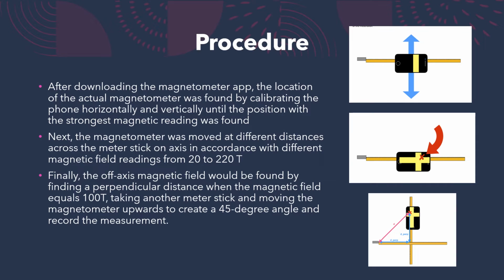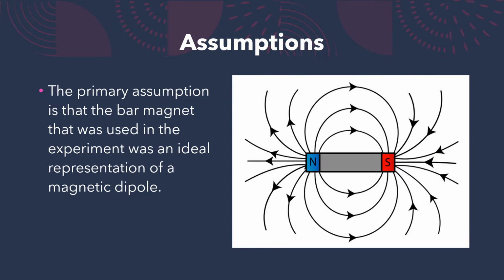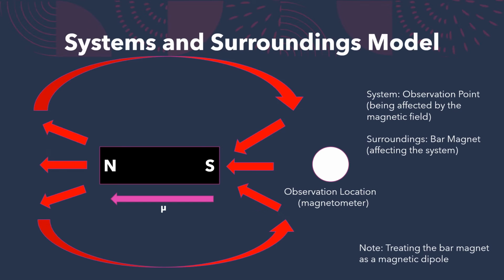Finally, the off-axis magnetic field was found by finding a perpendicular distance when the magnetic field equals 100 microtesla, taking another meter stick and moving the magnetometer upwards to create a 45-degree angle with the same distance up, and recording the measurement. The primary assumption is that the bar magnet used in the experiment was an ideal representation of a magnetic dipole. Here's a simplified model of the systems and surroundings.